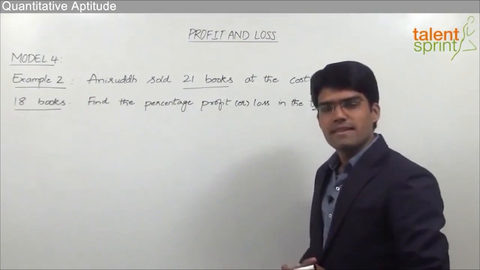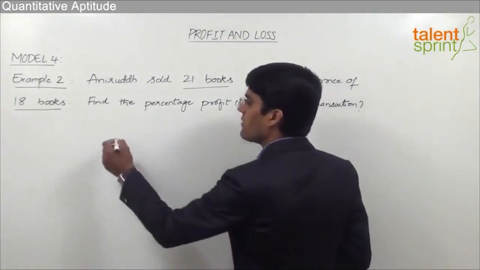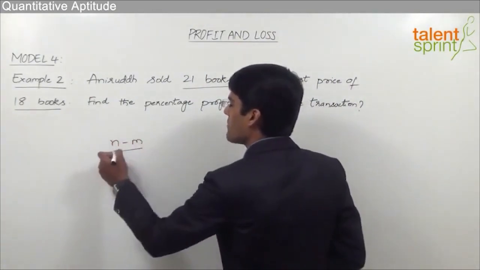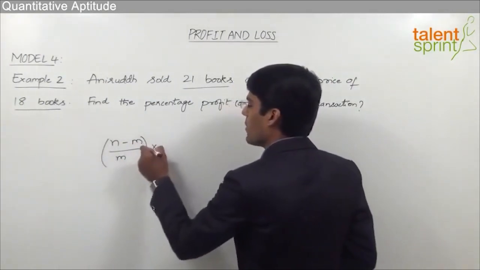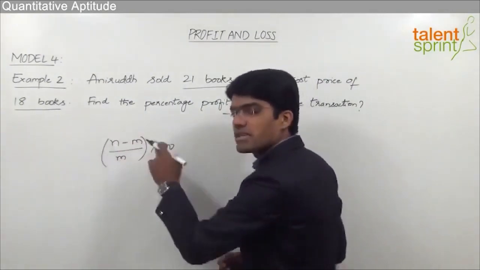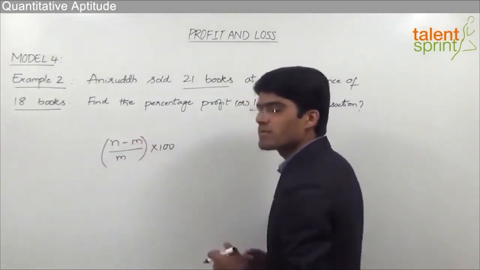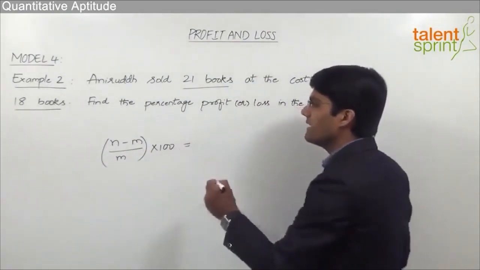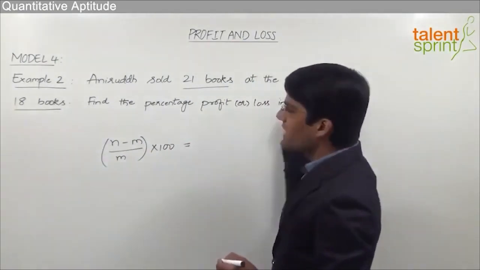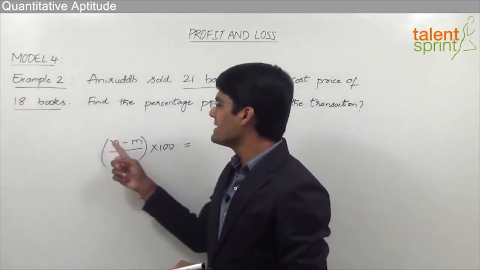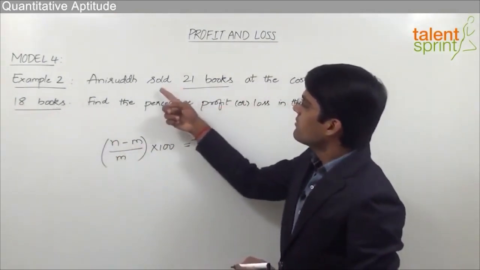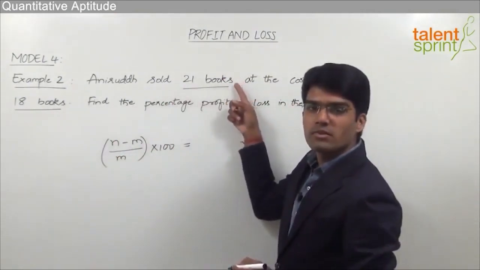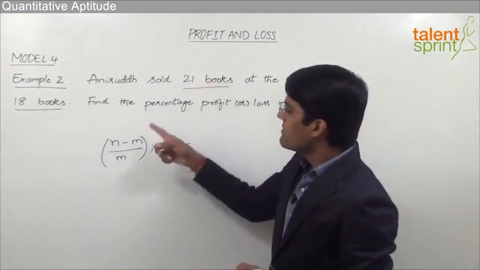As discussed in the previous example, such questions can be solved with the formula (N minus M) by M into 100, where N is the quantity associated with cost price and M is the quantity associated with selling price. So as you can see here, the cost price was for 18 books. So very clearly N is equal to 18 and the number of books sold were 21. So selling price is for 21 books. So M is equal to 21.